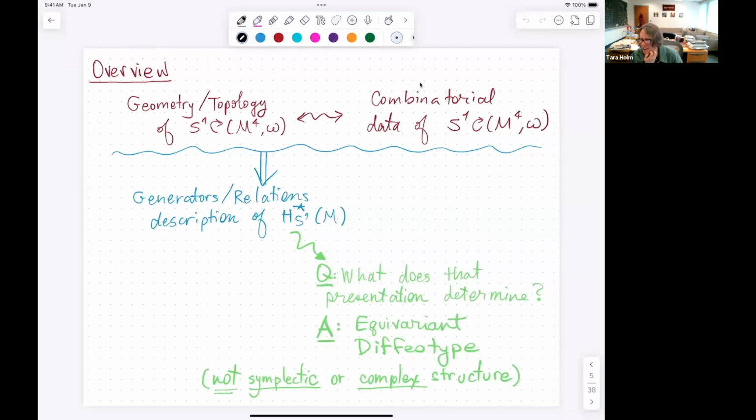And I should say, I'll monitor the chat for questions, but also please do interrupt. Okay, so that's the big overview.